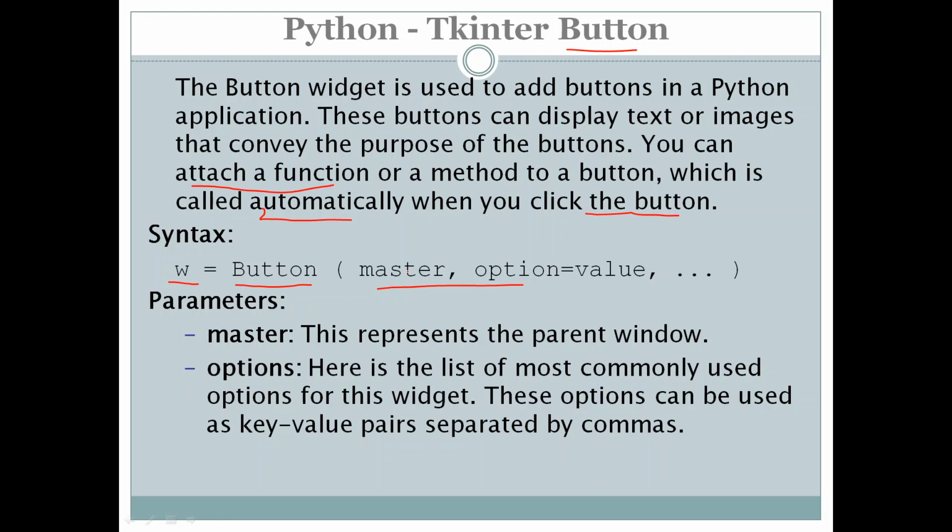The first parameter is the master, that is the top level container or the main window object, and the parameters after that are the optional parameters which are specified in name value pair. The parameter here, as I have said, master, represents the parent window, the main window, and options, the list of most commonly used options for the widget. These options can be used as key value pairs separated by commas.